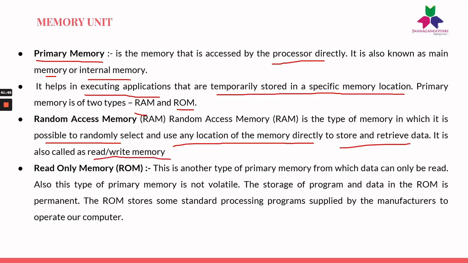RAM is a volatile type of memory. What is a volatile type of memory? As soon as you switch off the computer, the contents in the RAM are lost. You can't retrieve the data present in the RAM once you switch off the computer. So we call this volatile memory, which means as long as the computer is on, the data is present. As soon as you turn off the computer, the data is lost.